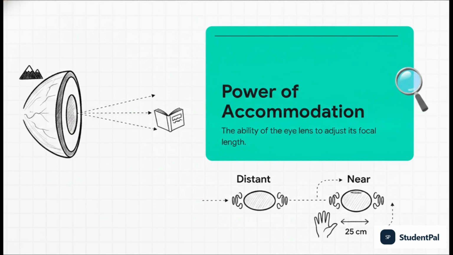When you look at distant mountains, your ciliary muscles relax, the lens gets thin, and the focal length increases. But what about when you're reading a textbook close to your face? Those same muscles contract, which makes the lens thicker. This allows you to focus flawlessly all the way down to what we call your near point, which is exactly 25 centimeters. Try reading anything closer than that, and you'll definitely feel the strain.